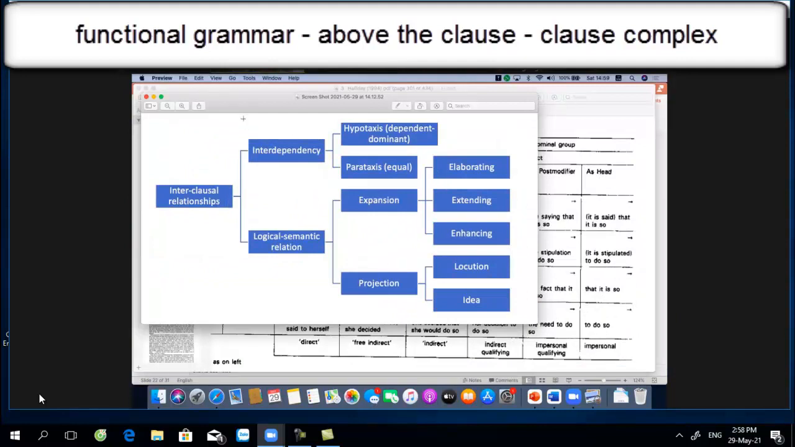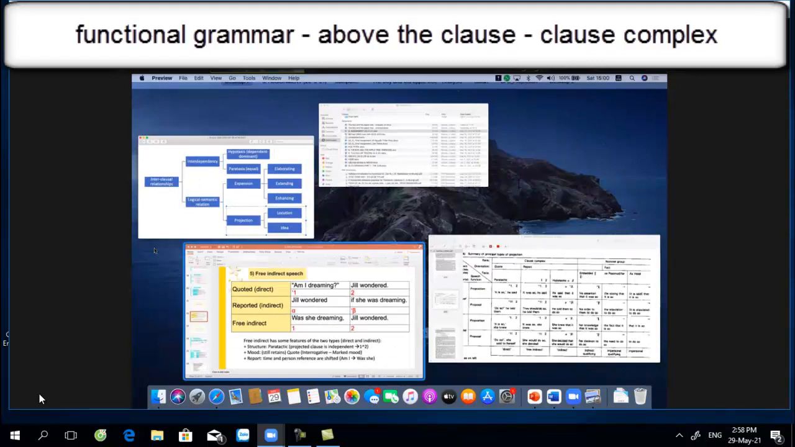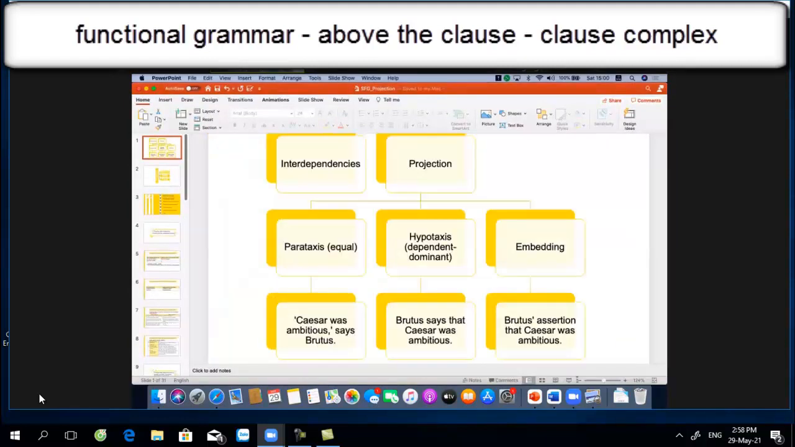So Miss Nguyen has talked about 1, 2, and alpha and beta. This is the part that Miss Nguyen has covered: interdependency. And Miss Hải talked about elaborating, extending, enhancing, those kind of cộng, nhân, bằng. And this is my part, locution and idea. I will talk about double quotation mark and single quotation mark, là dấu phẩy, hai phẩy và dấu một phẩy. So now let's begin our presentation.